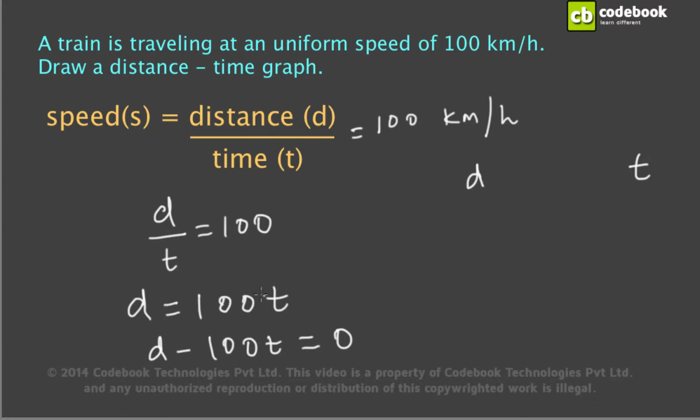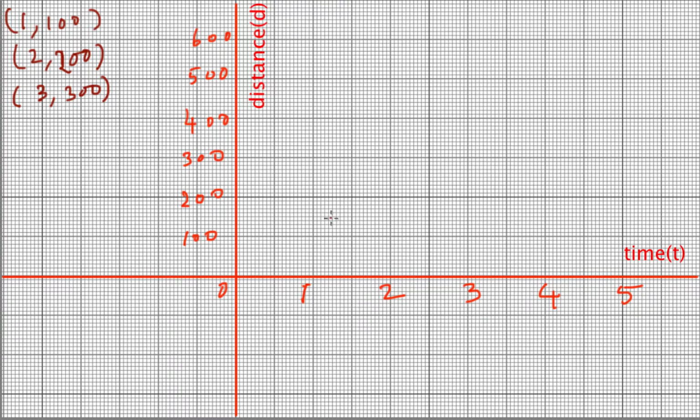For example, if t is 1, which is 1 hour, then d is 100 times 1, which is 100. In 1 hour, the train travels 100 kilometers. Similarly, if the time is 2, then the distance traveled by the train is 100 times 2, which is 200. Similarly, for 3, it is 300. So we can plot a graph with t on the x-axis and d on the y-axis. So now let's try to plot the graph.